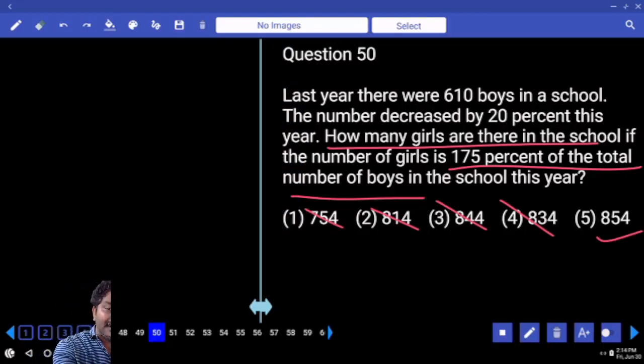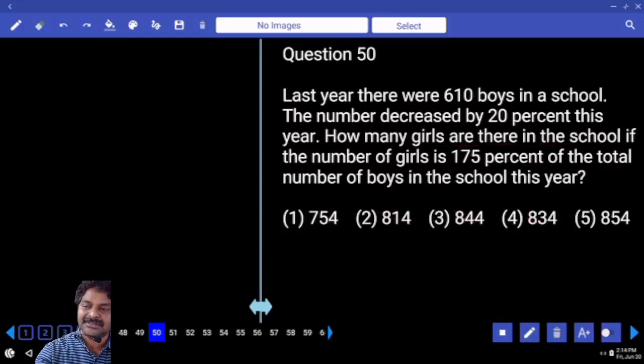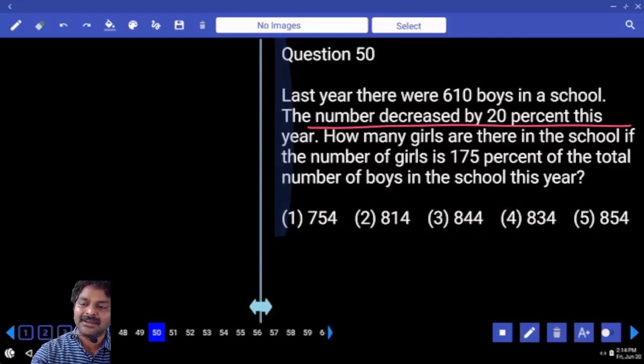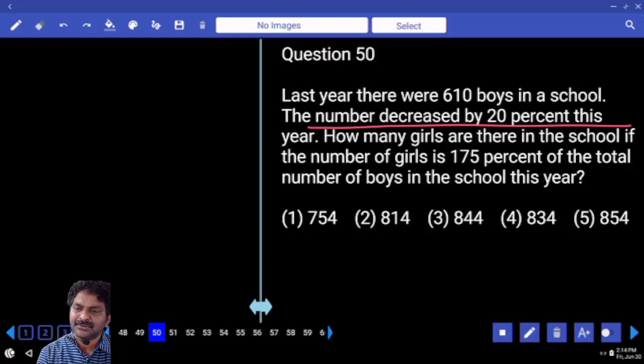Otherwise, last year there were 16 boys in a school. The number decreased by 20% this year. Number of girls this year. Last year there were 16 boys in a school. The number decreased by 20% this year, right?